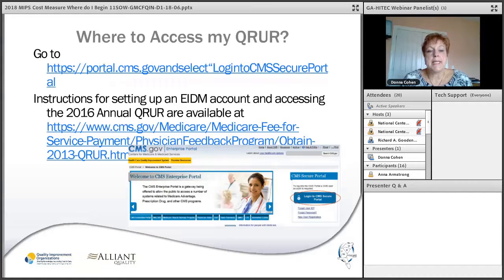If you need instructions on an EIDM account and accessing the 2016 QRUR report, the link that I have provided here, which is also in the information in the handout section, you will be able to click on this link and get step-by-step instructions on how to set up your EIDM account. I always recommend, if you're having difficulty, to email rather than call. Most email is answered within 24 hours, and then you have a document that you can refer back to if you ever have any questions on what you were told or what was said.